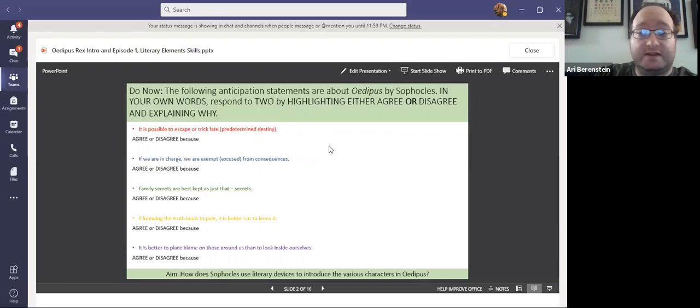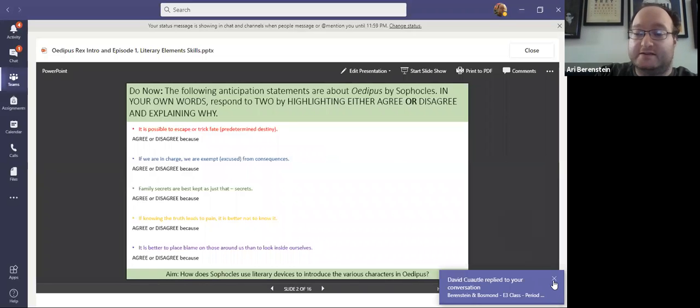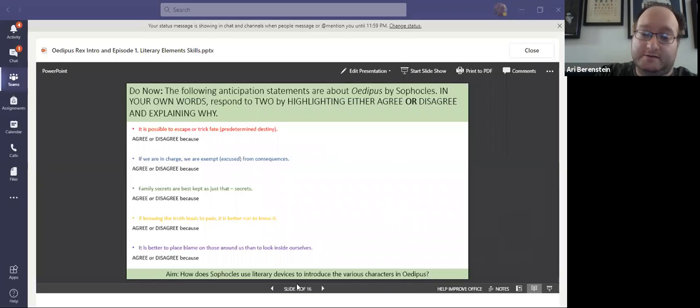So some statements here related to the play. Concepts. It is possible to escape or trick fate, which is a predetermined destiny. If we are in charge, we are exempt or excused from consequences. Family secrets are best kept as just that, secrets. If knowing the truth leads to pain, it is better not to know it. And it is better to place blame on those around us than to look inside ourselves. So these are good thematic statements, and as I said, they all have to do with the play. So choose to respond to it and figure out your answer.